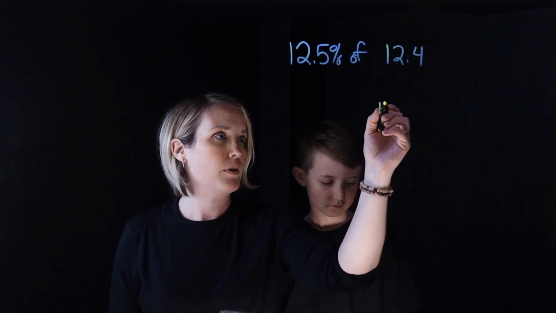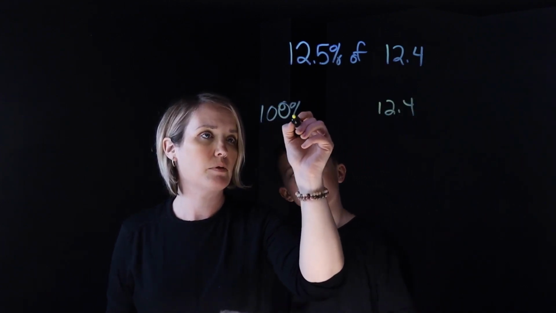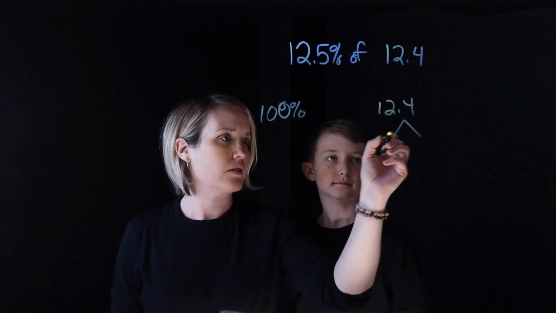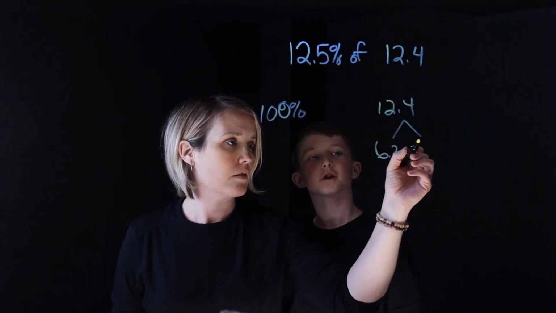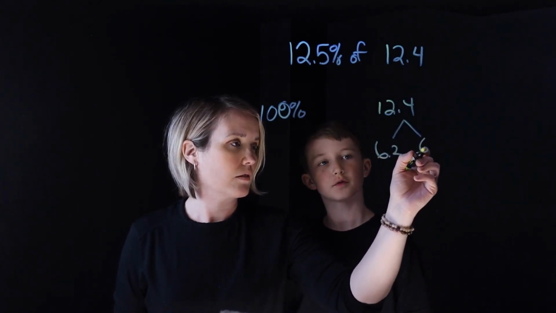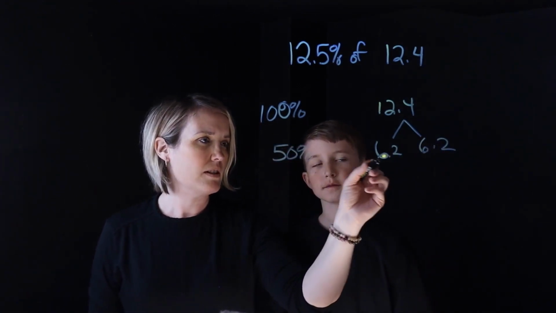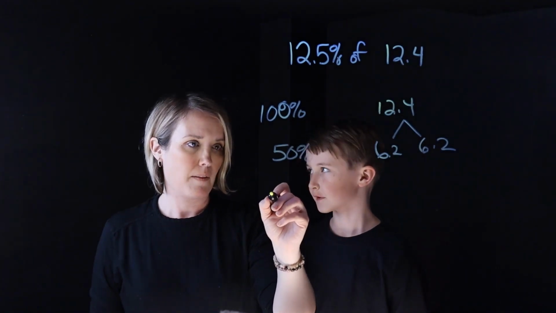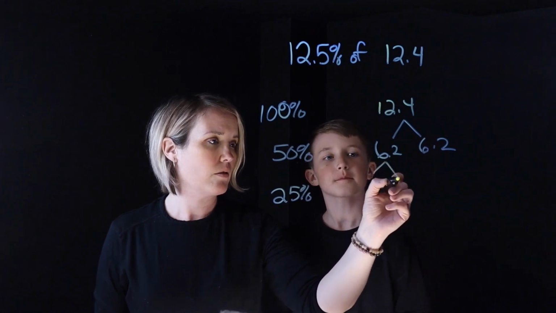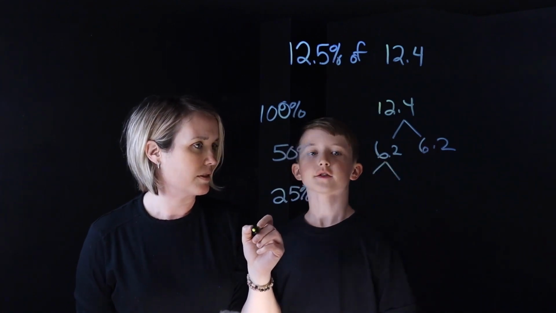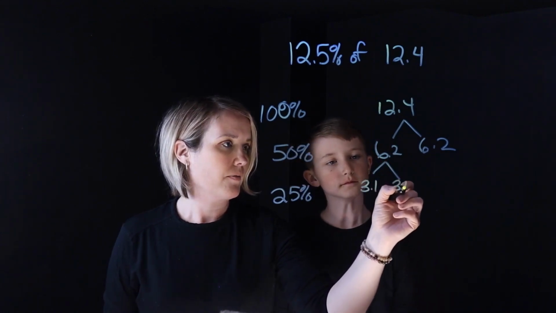So we'll start off with 12.4, and that's really 100%, right? Yeah. Now if we divide this into 2, then we would have $6.20 or 6.2. And that would really be 50%, right? Yeah. Now let's split this again to 25%. And so what's 6.2 divided by 2? It's 3.1 or $3.10.